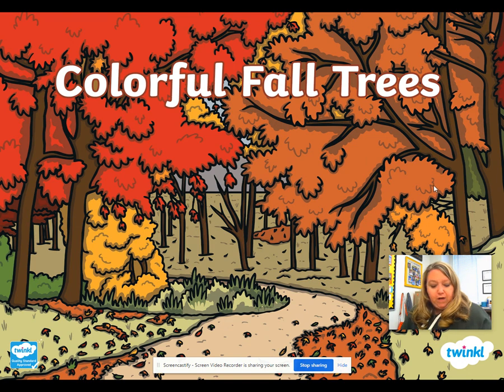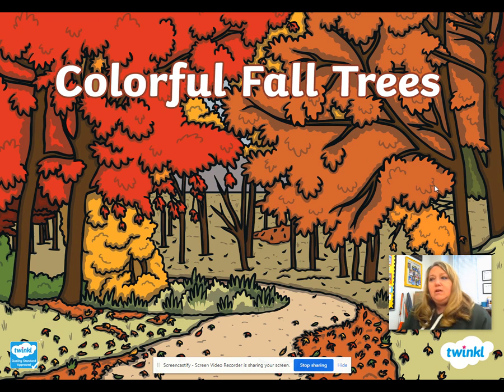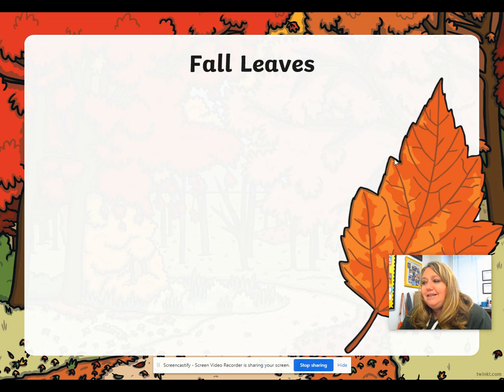And right now it's the season of fall, when all of the leaves on the trees start to turn different colors. They're red and orange and yellow and brown. And after they turn a color, they start to fall onto the ground, which is why we call it fall. It's also called autumn sometimes. So we're going to be talking about that, and I'm going to go through this PowerPoint presentation to talk about the different colorful fall leaves that we see in the fall.